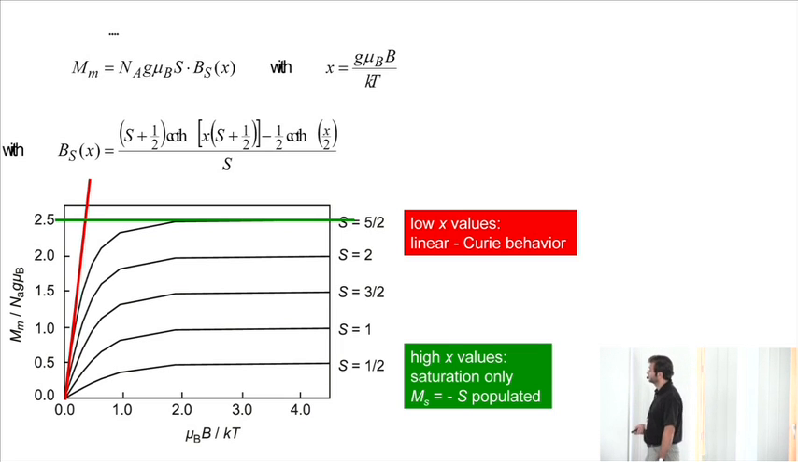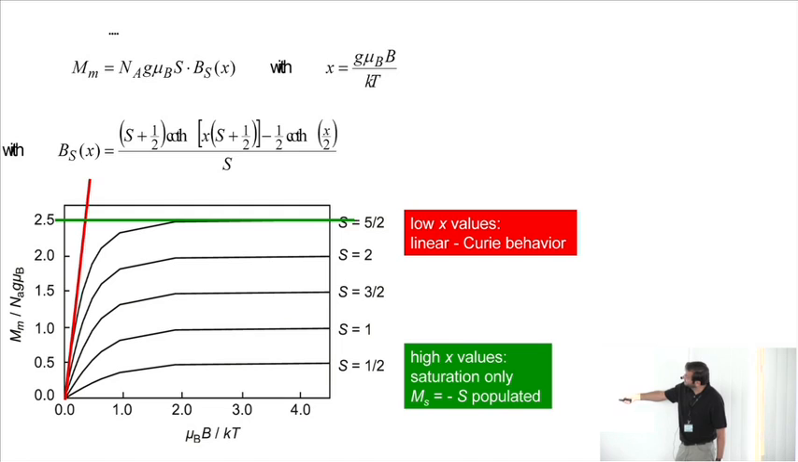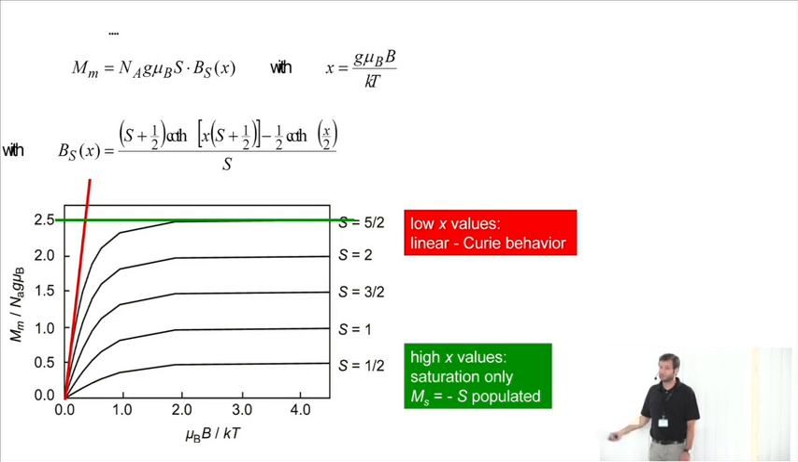And this is shown here for spin of 1/2, spin of 1, spin of 3/2, spin of 2, spin of 5/2. On the y-axis, I've written the molar magnetization divided by N_A, g, and μ_B. And here is the argument of the Brillouin function, which is the energy of the magnetic field divided by the energy of the temperature.